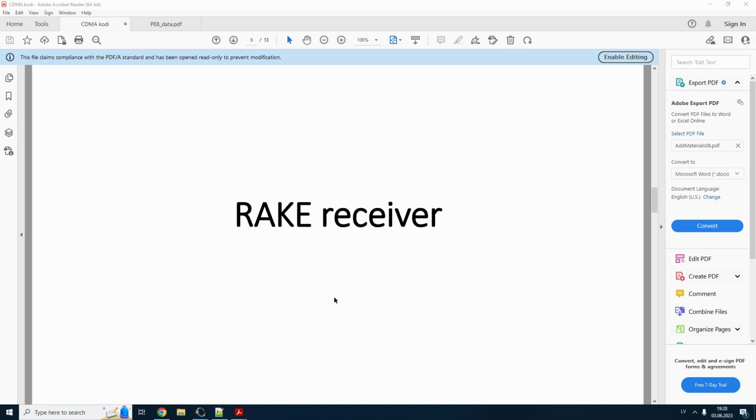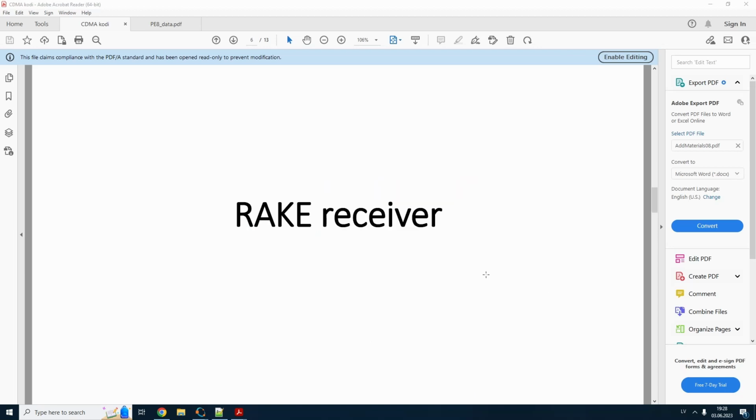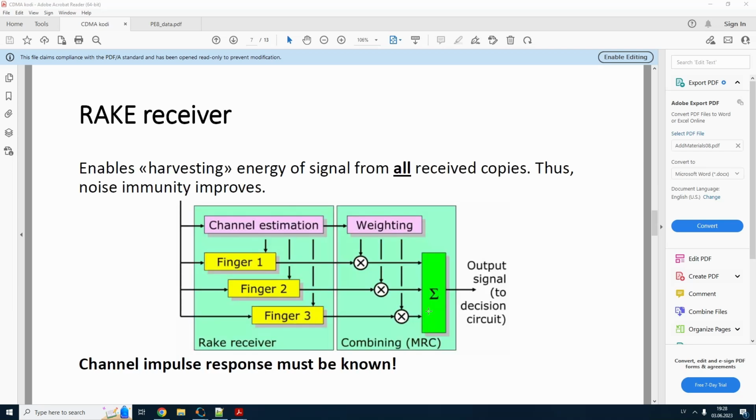So, as I said, this time we are going to try to use the RAKE receiver to actually receive this signal with as few errors as possible without using any kind of equalizer. That is our goal for today's practical exercise, and it is possible. So, what exactly is this RAKE receiver?